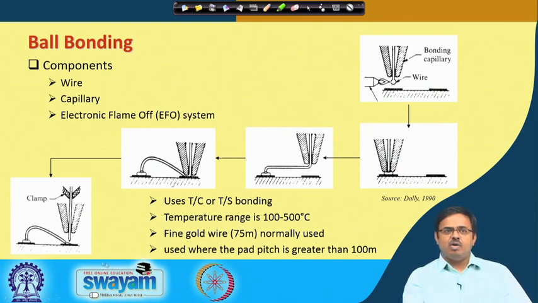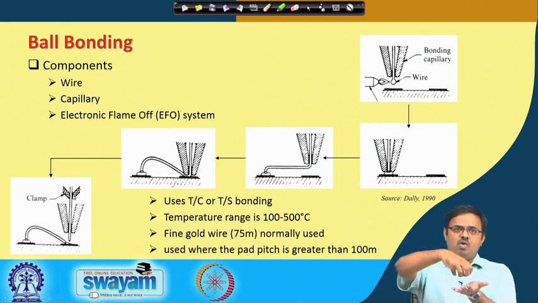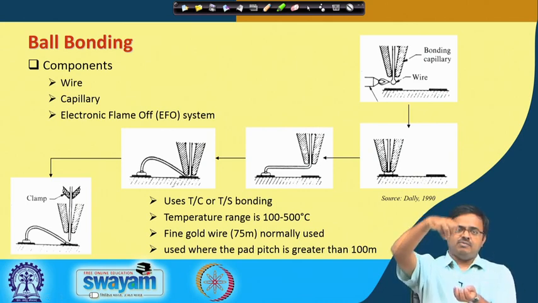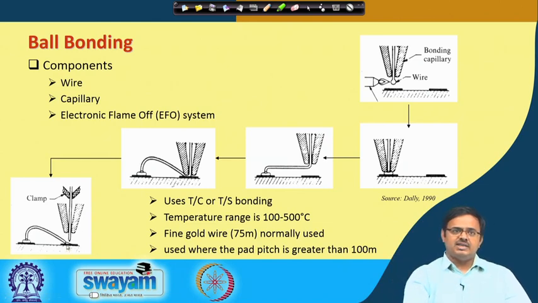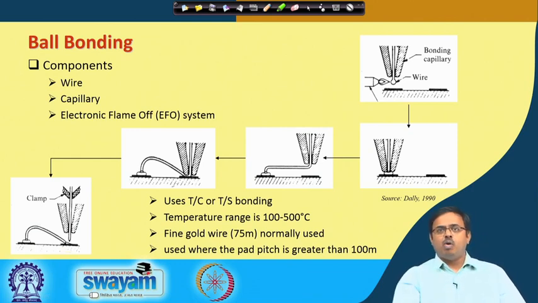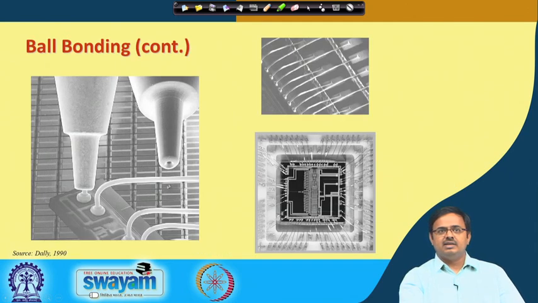So, once the second bond is made over here, there is a clamp that holds the wire and pulls it upward, and so the wire snaps over here and you see this nice wire bond that has happened. Why is it called ball bonding? We will see this in the next slide. Look at this.